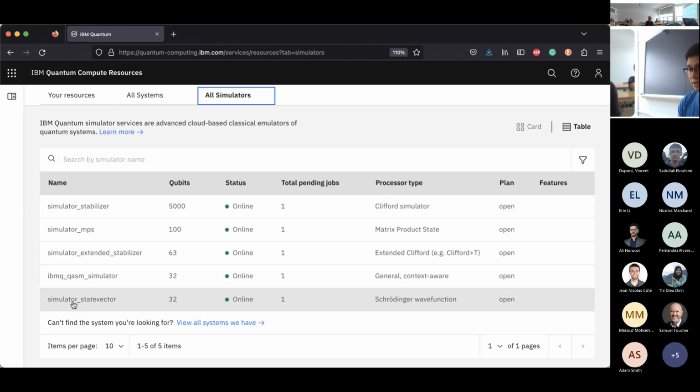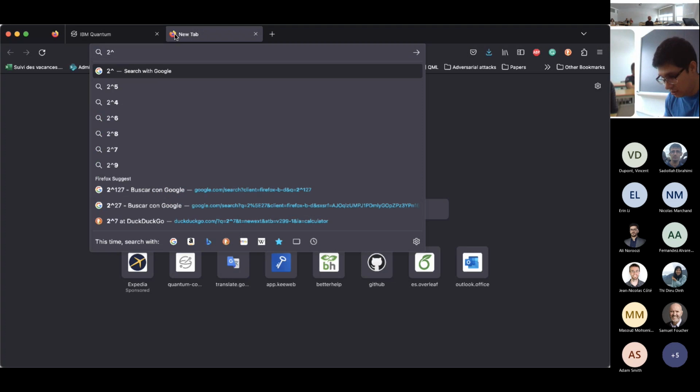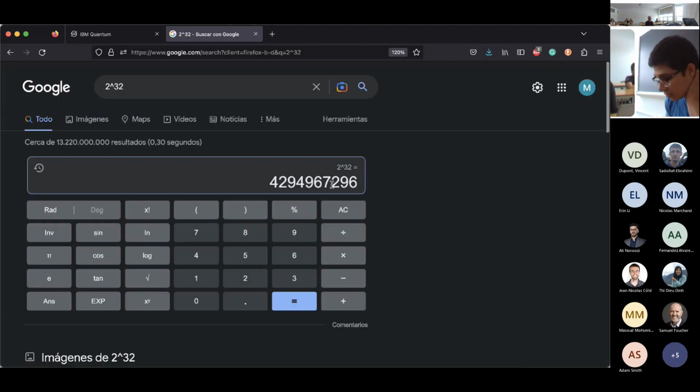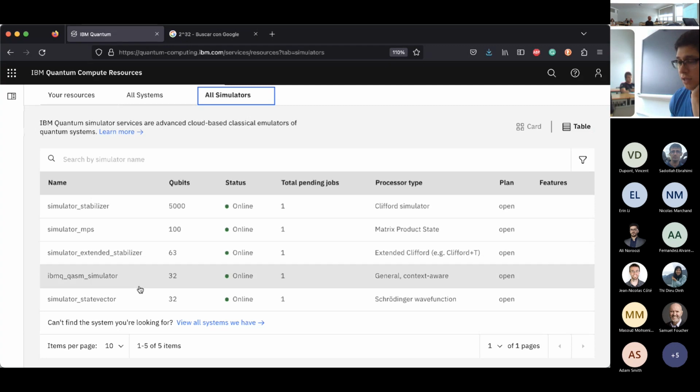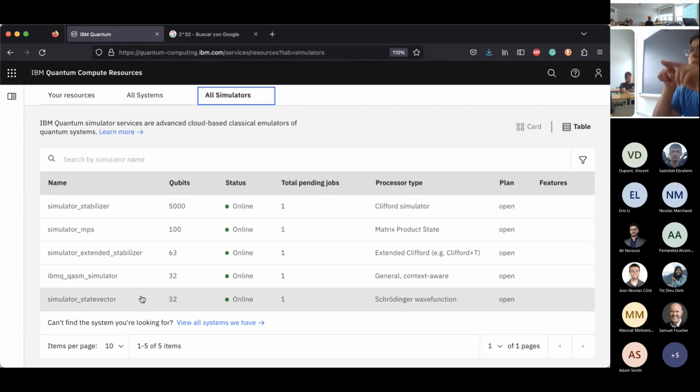Okay, so this one that says state vector is saving the whole vector of your qubits. And you have 32 qubits. So that means you have a 2 to the 32 vector. How much is that? 2 to the 32 is 4,000 million. Okay, so 4 billion. So it's a vector of size 4 billion, and they simulate it. And the matrices are 4 billion by 4 billion. So you need a big computer to do this.